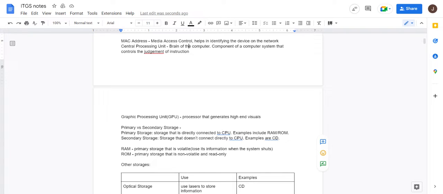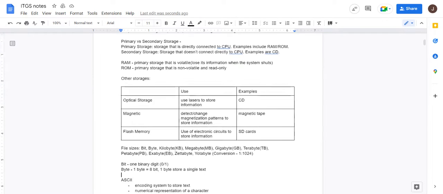The examples there are just CD. Let's talk about the difference between RAM and ROM. RAM is a primary storage that is volatile, which loses information when the system shuts down, while ROM, on the other hand, is a primary storage that is non-volatile and read-only. Now let's talk about some other types of storage, which they are going to be commonly tested on.